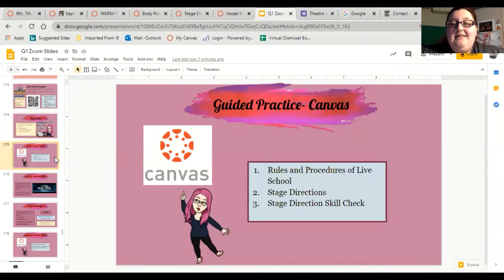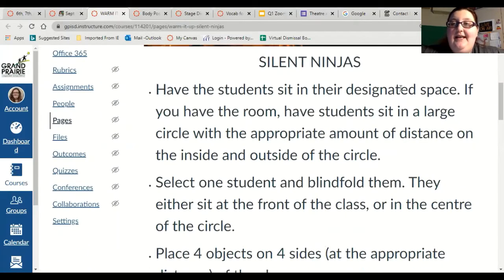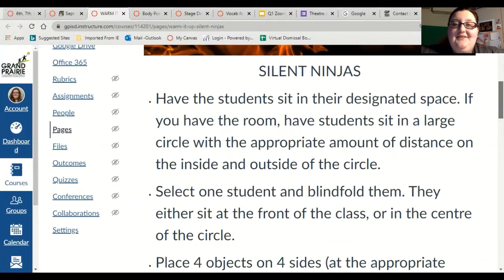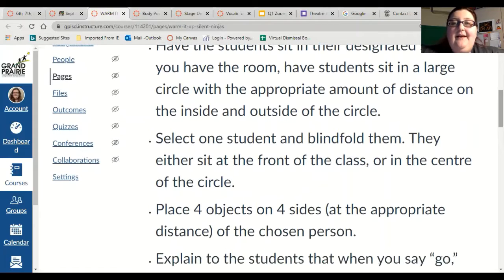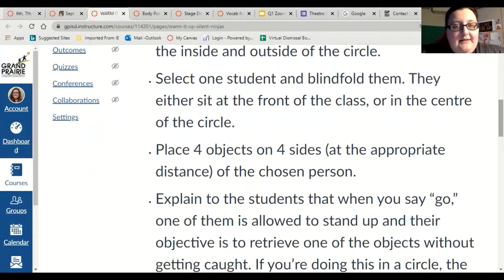All right. So at this time, I would do the rules and the procedures for the live school, and then we would play our game. So let's look at our game. Our warm-up is called Silent Ninjas. It is linked for you on the Canvas so that you can read it and play it at home with your family. So you would sit in a circle or as close as you could. And what's going to happen is one person is going to be blindfolded, and everyone else is going to attempt to take things from them without getting caught.